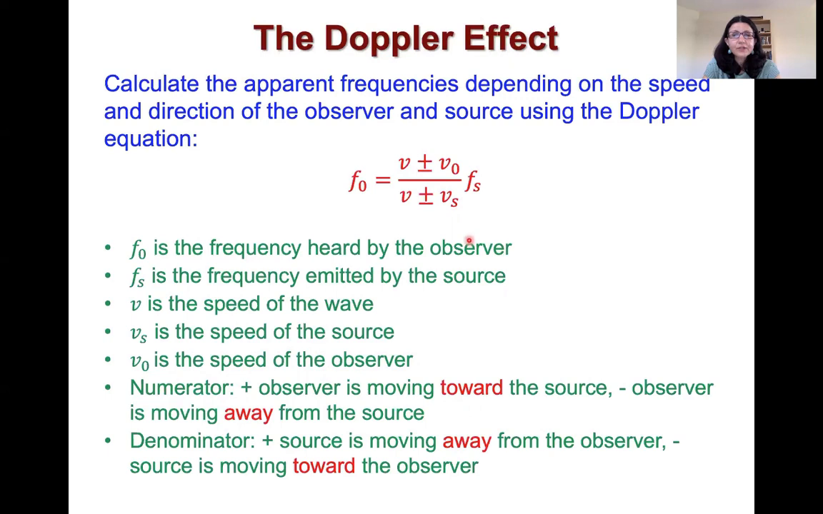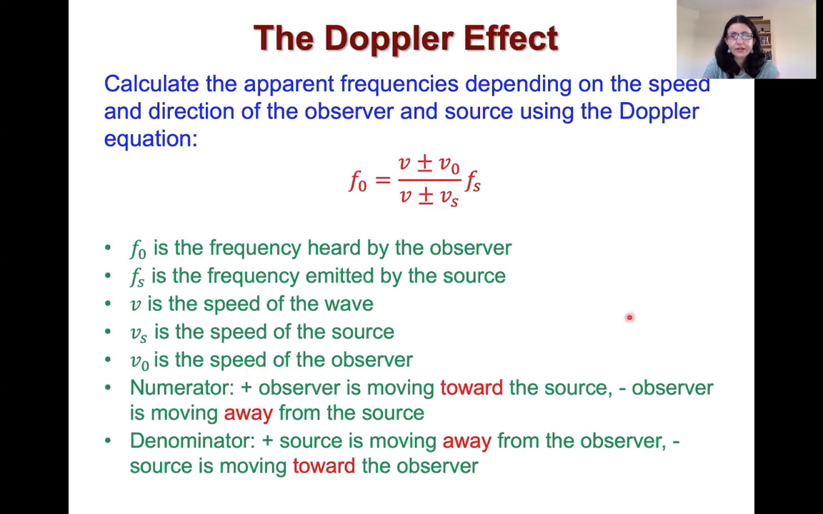Okay, so let's just look at some of these terms. V here is the speed of the wave itself. So in the case of an ambulance, this example we've been talking about, that's going to be the speed of sound. V naught is the speed of the observer, and Vs is the speed of the source. And then these plus or minuses, you choose depending on the relative direction of travel. So for example, in the numerator here, plus is when the observer is moving towards the source, and minus is when the observer is moving away from the source, and so on.